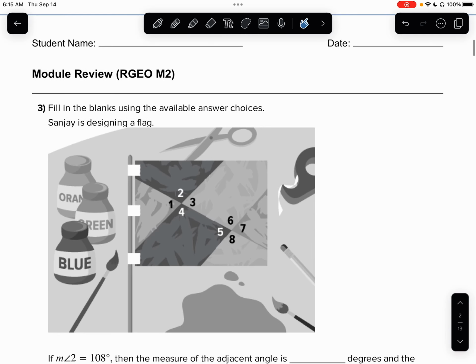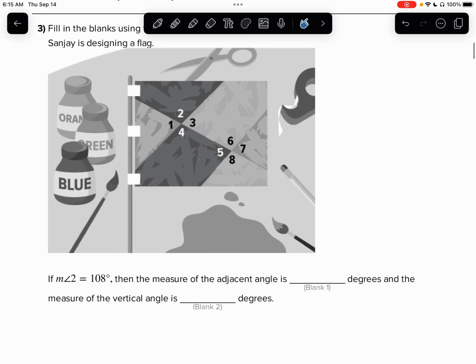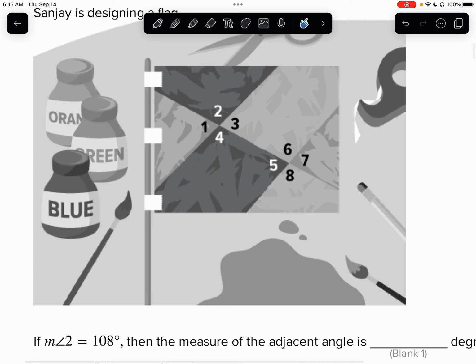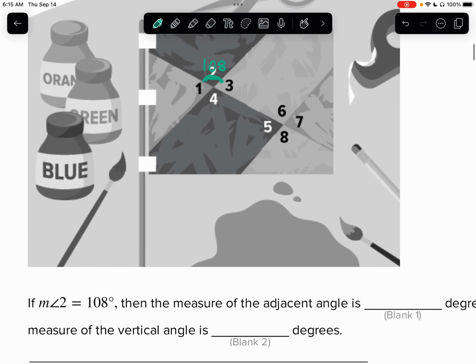Moving on. This next one, fill in the blanks using the available answer choices. Sanjay is designing a flag. Measure of angle 2 is 108 degrees. So this angle right here is 108. Then the measure of the adjacent angle, the adjacent angle is the one next to it.